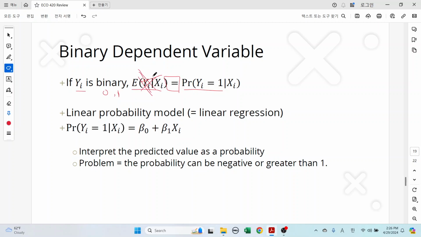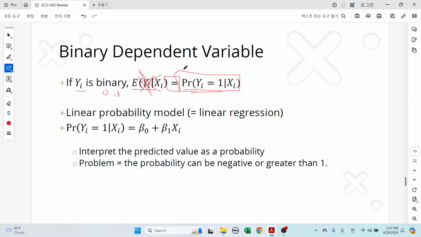Because if you think about yes or no, there is no average of them. Yes or no has no average between them. So I would interpret this way: what is the probability of yes?